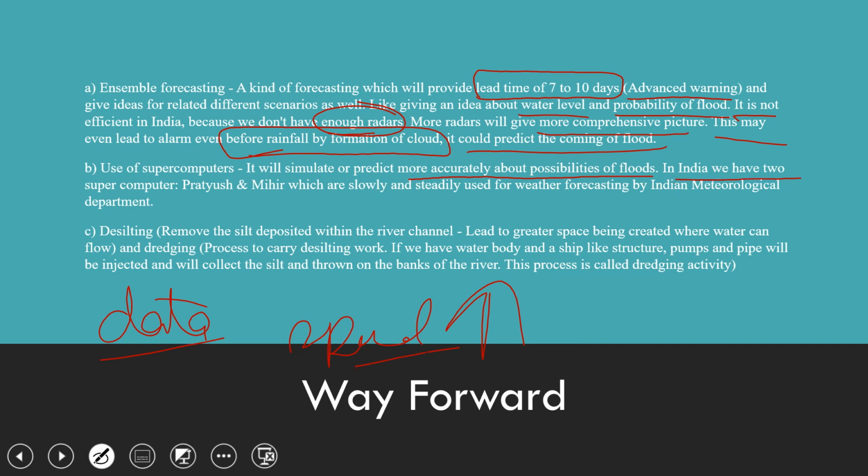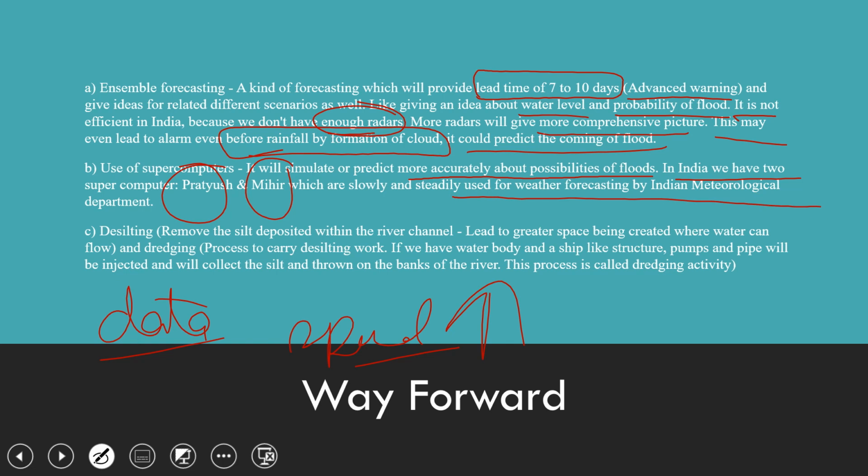And in India we have 2 supercomputers. Remember, this can come in the exam as an optional one. Which are the 2 supercomputers in India that we use? One is Pratyush and another is Mihir. The point to remember these names: you have one friend called Pratyush, another friend is Mihir. Just make this a key to remember these 2 names. So Pratyush and Mihir are used for weather forecasting by the Indian Meteorological Department.